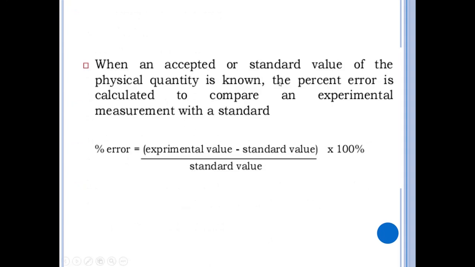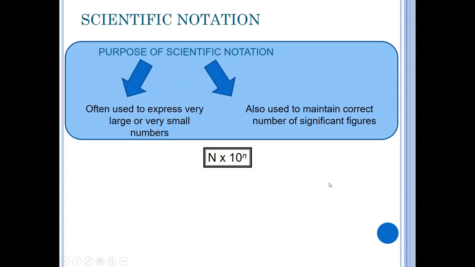When an accepted or standard value of the physical quantity is known, the percent error is calculated to compare an experimental measurement with a standard. So if you want to determine the percentage error, you need to subtract the standard value from the experimental value, divide by the standard value, and multiply by 100%. With this calculation, you can determine the percentage error.